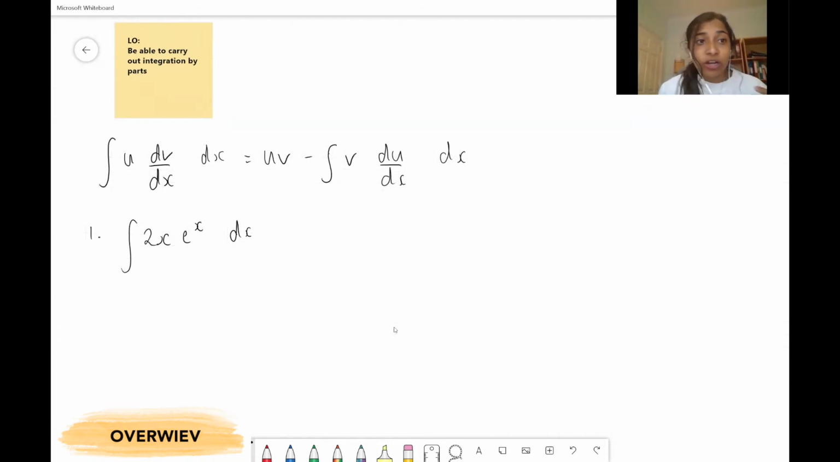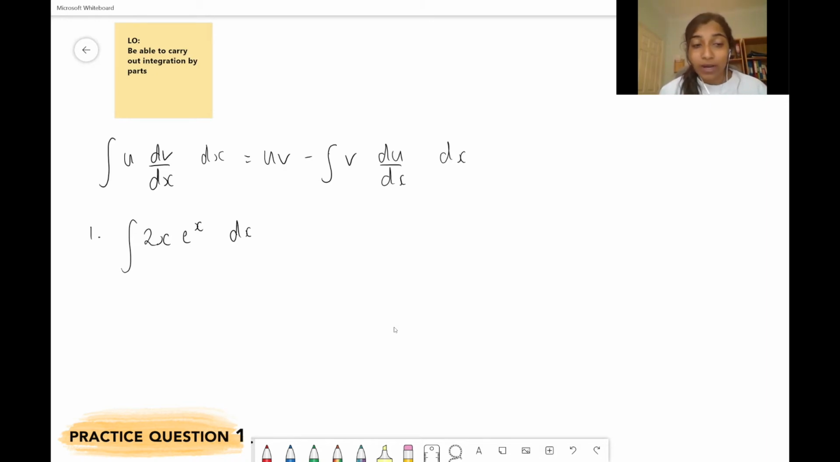So if we try this with a practice question, it will be more clear how to actually use this. So if we have the integral of 2x e to the power of x dx, and we want to integrate this using integration by parts, the first thing you want to do is try and decide which should be your u and which should be your dv over dx. This can seem quite tricky, as it may not be clear which one to use.